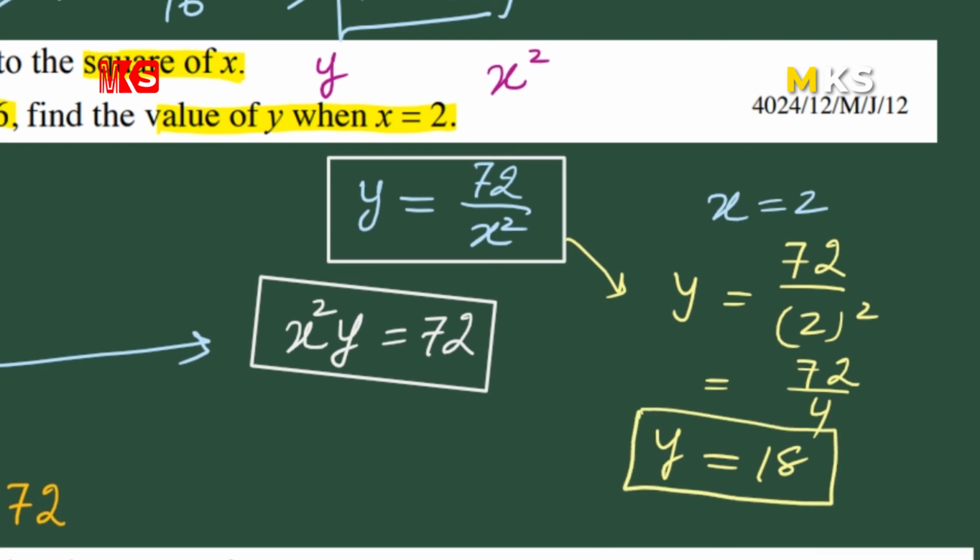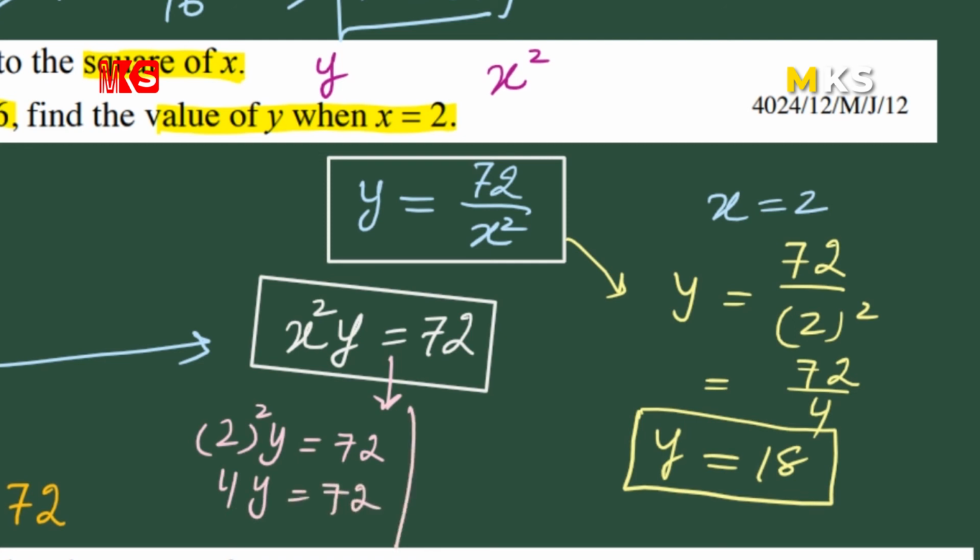If you use the other formula, it will become 2 square y is equal to 72, and that is 4y equal to 72, and then y is equal to 72 over 4, so y is equal to 18. Same thing.